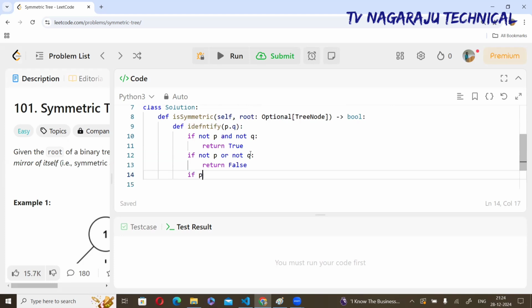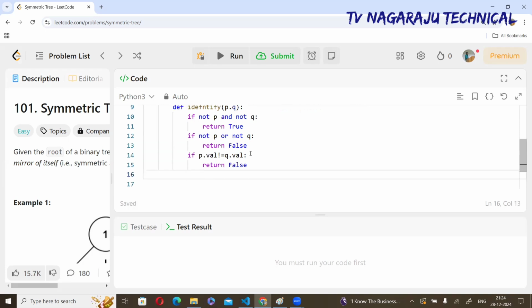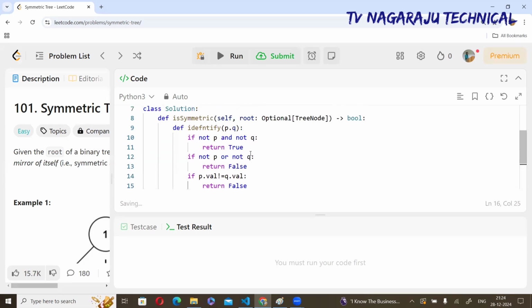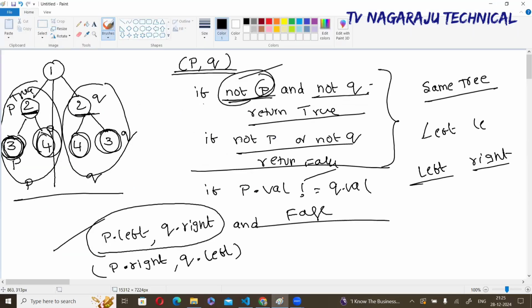Now what you need to check: p dot value is compared with q dot value. If at any point the values are not equal, I return false. Okay, now the repetition, that is recursion: self dot identify. My function name is identify, of p dot left. Here observe in the diagram.